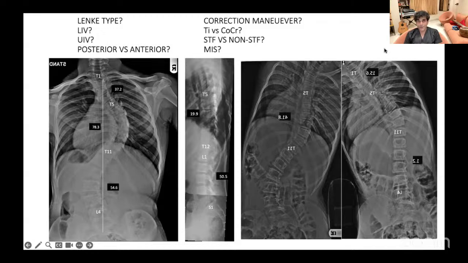But in the concave derotation maneuver, especially if your apical screws are dodgy, I would any day choose a titanium rod. So typically it's a convex CoCr, concave titanium.